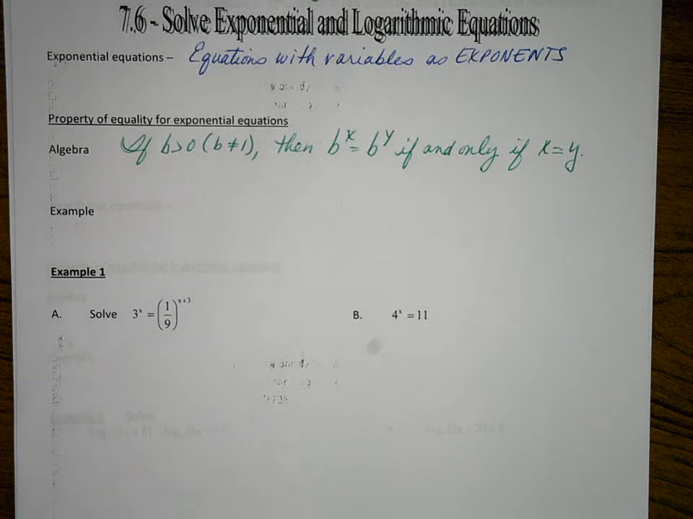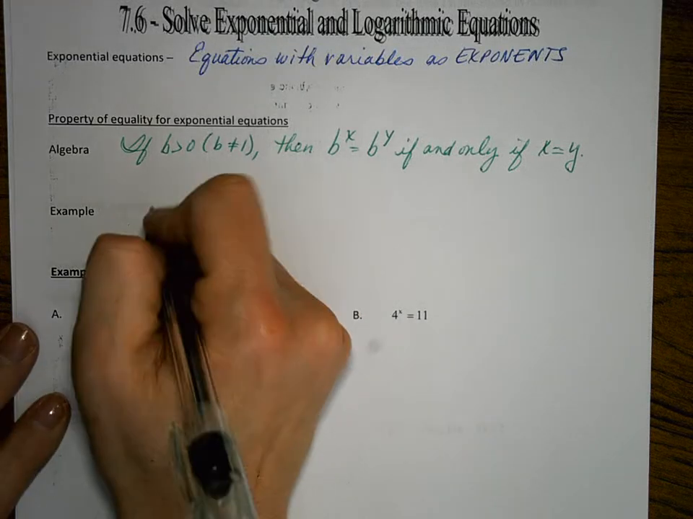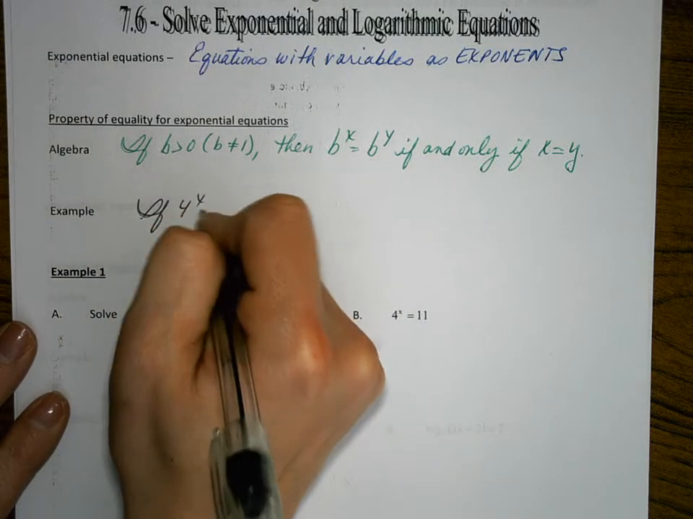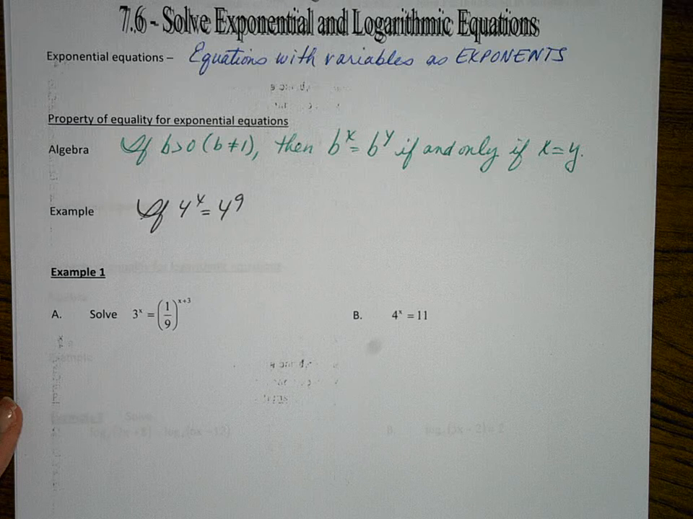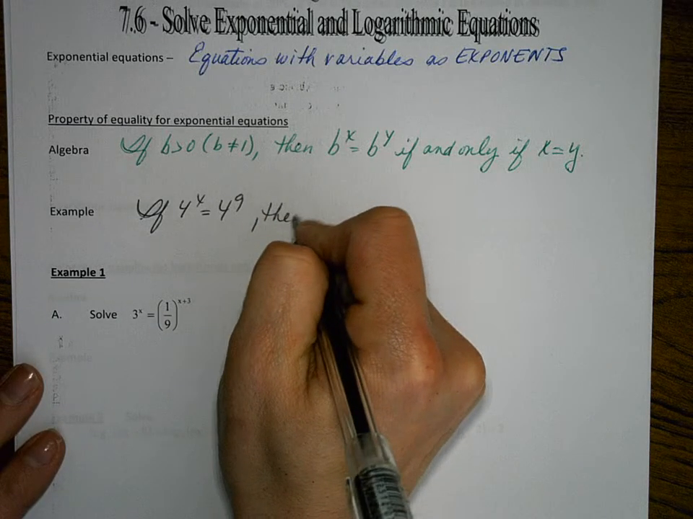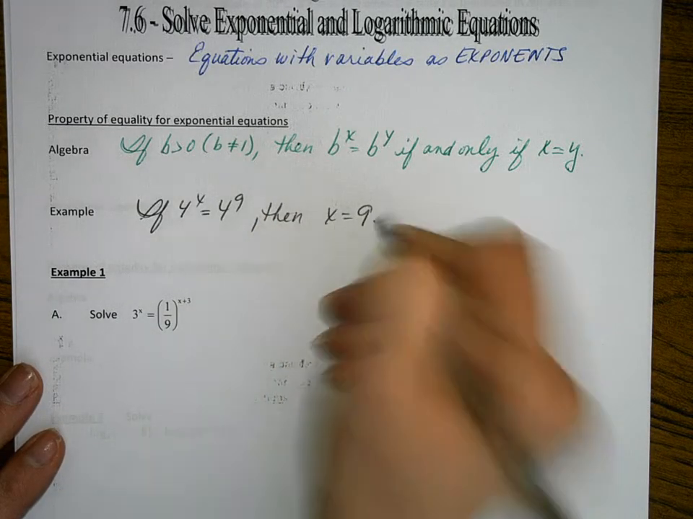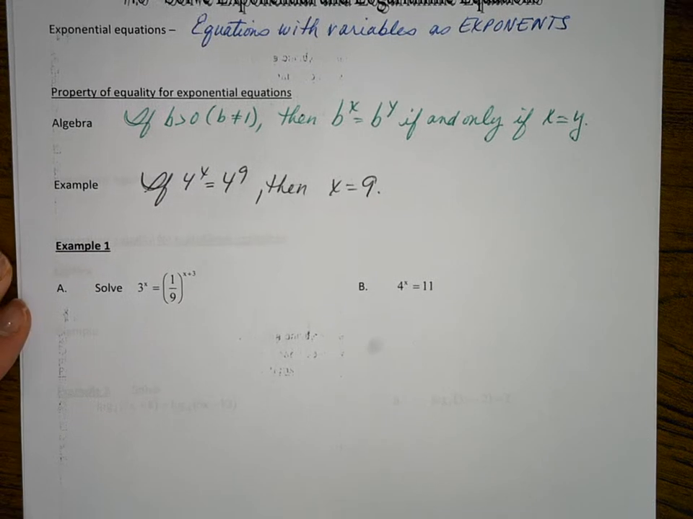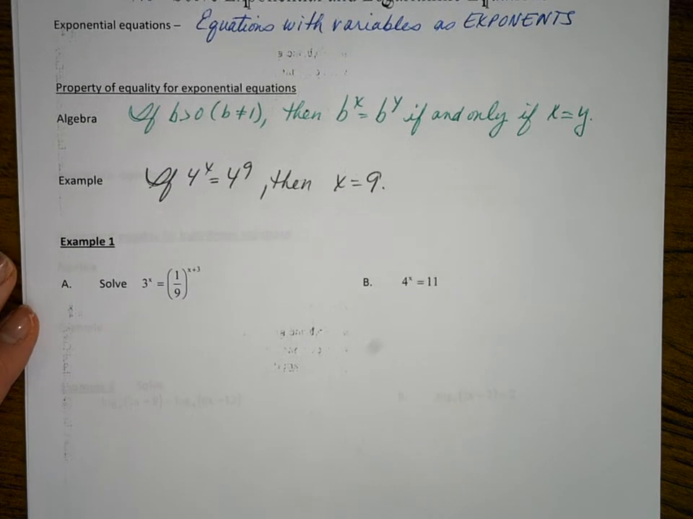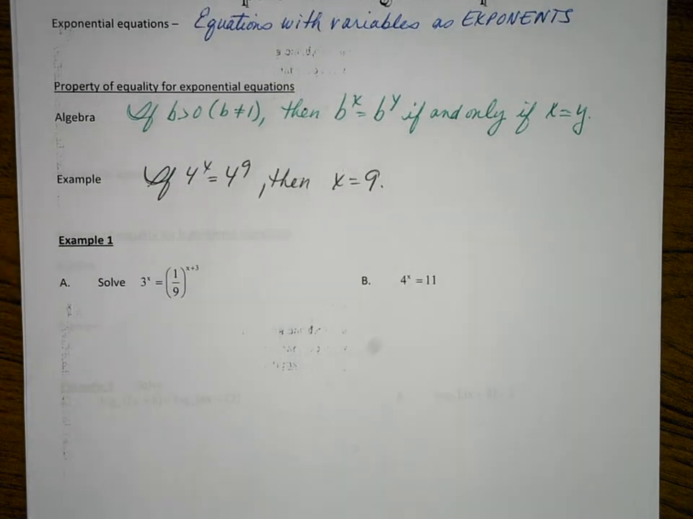So for example, this is going to be exciting. If 4 to the x is equal to 4 to the 9, what can I say? You bet. Then x equals 9. All right, now, going to be a little bit more challenging than that. Taking a look at example letter A, 3 to the x is equal to 1/9, the fraction, raised to the x plus 3 power.